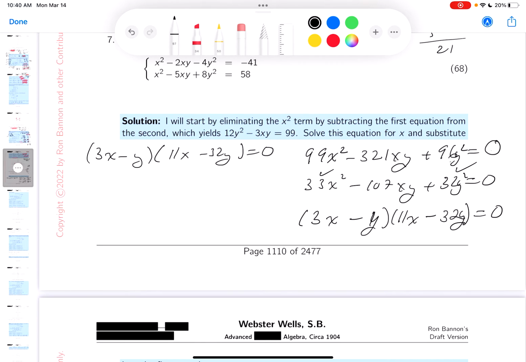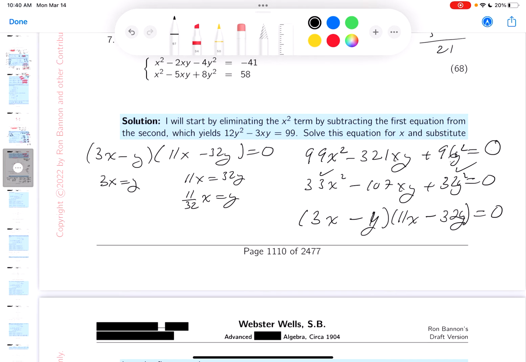The method I'm using here is more in line with what Wells would have done. The method I'm using in the blue area is what most traditional students would have done. Your mileage varies. You do what you want to do, all right? What do you get over here? Pretty easy. 3x equals y. And the other one is going to be 11x equals minus 32y. And that's kind of nightmarish, but I'm going to solve for y. So you get 11 over 32 x is equal to y.